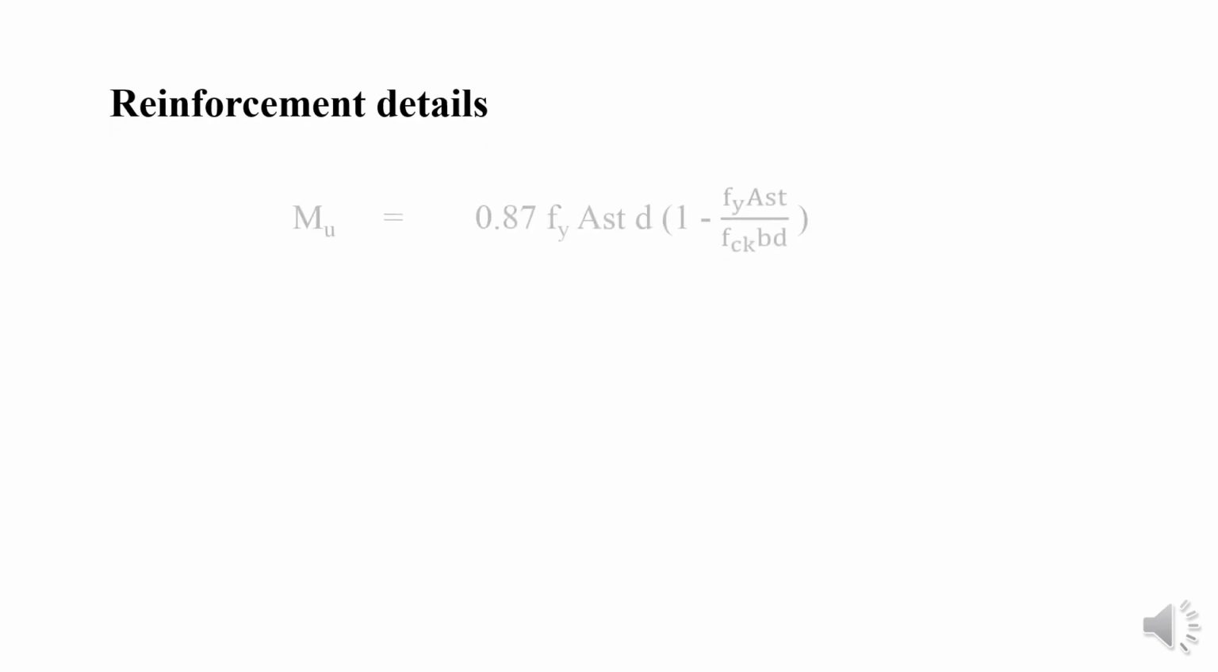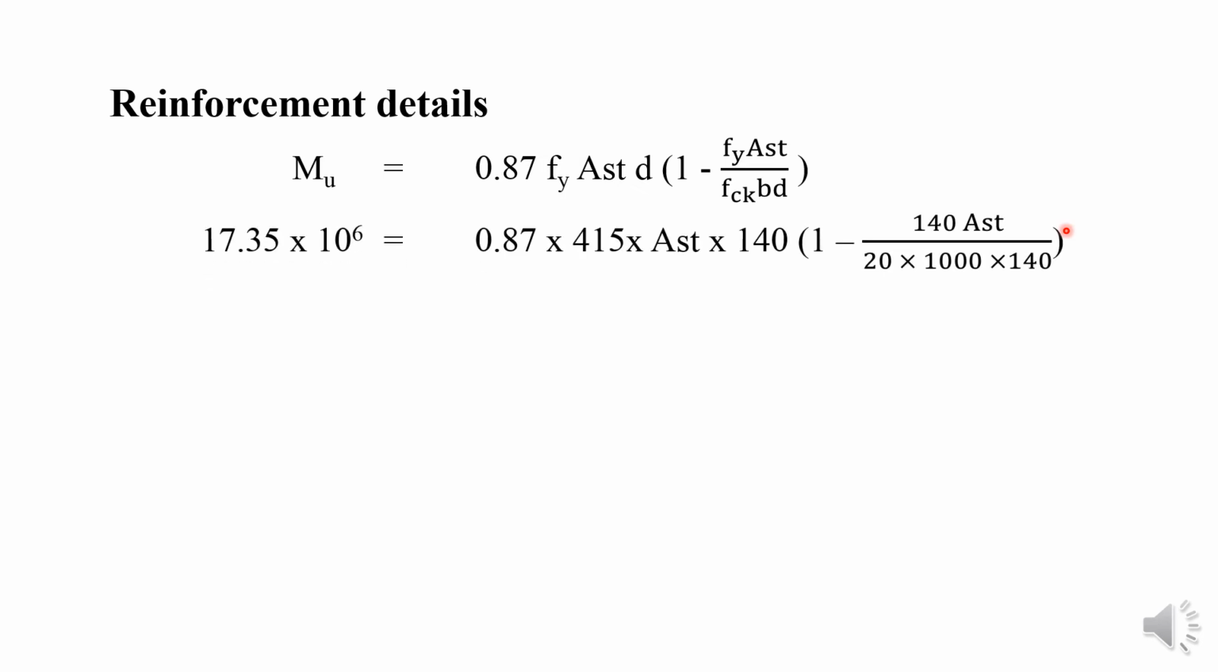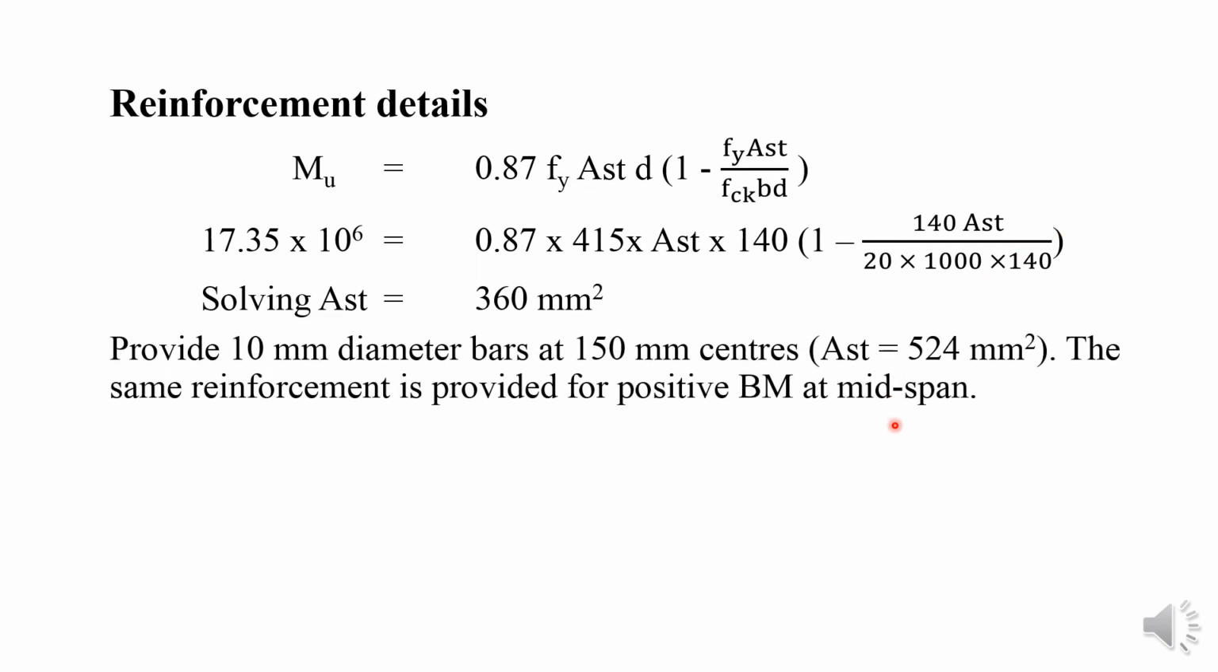Then we have to find out the reinforcement. So we know Mu is equal to 0.87 fy Ast into D, 1 minus fy Ast divided by fck into B into D. So substitute all the values here. Finally we will get a value of Ast as 360 mm square. So provide 10 mm diameter bars at 150 mm center to center. So Ast provided is equal to 524 mm square.